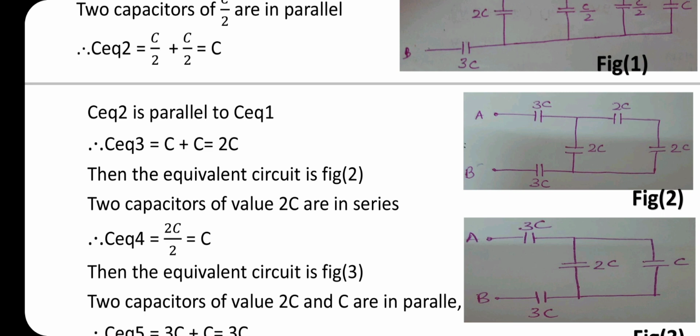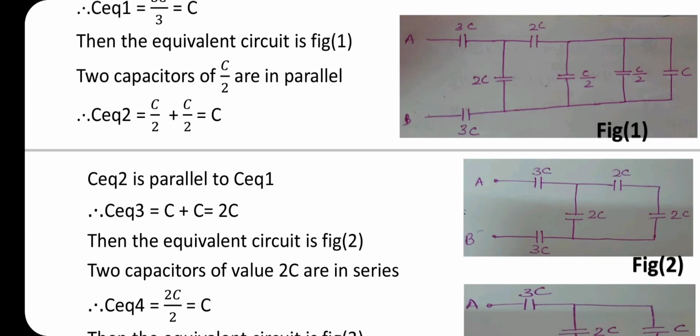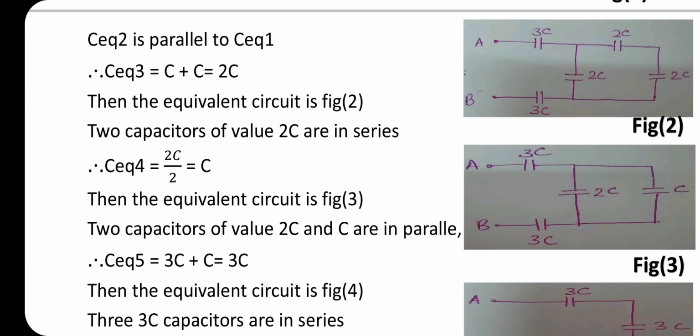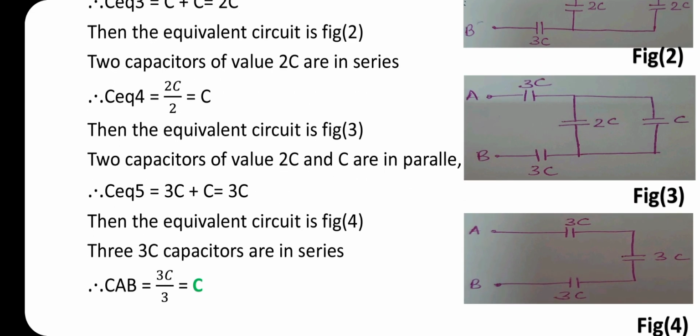C equivalent 2 is parallel to C equivalent 1. That is C equivalent 3 equal to capacitor C plus C, which is equal to 2C. Consider figure 2. Two capacitors of value 2C are in series.